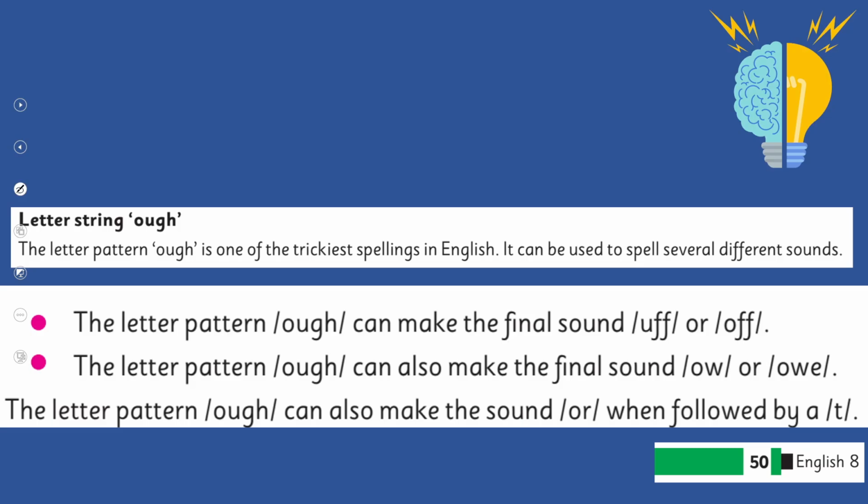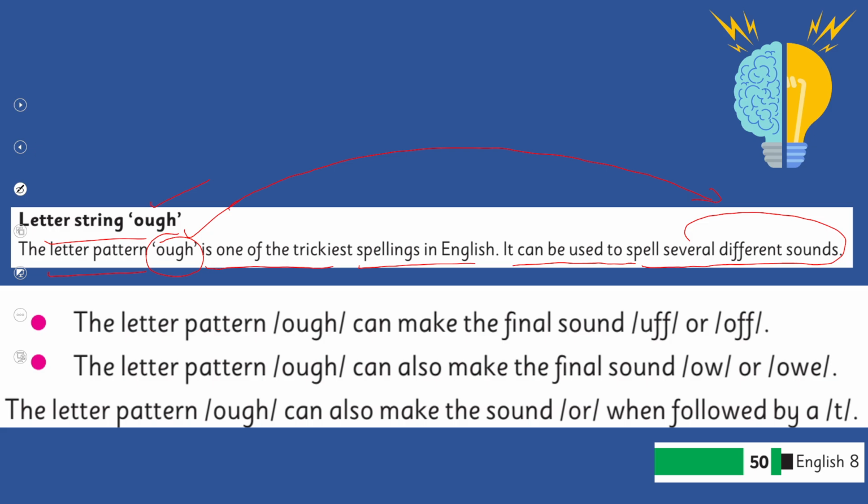This is from your book, page 50. Letter string OUGH. The letter pattern, you can also call it. OUGH is one of the trickiest spellings in English. It can be used to spell several different sounds. Now, we have this pattern, but you can make several different sounds using this same pattern. We can see that over here.